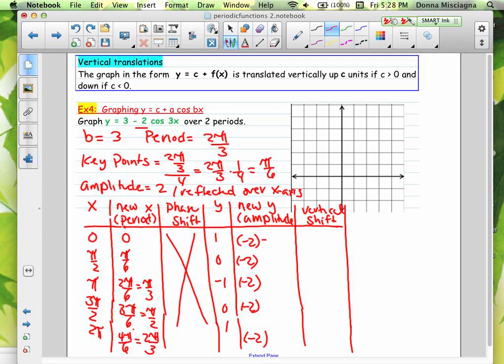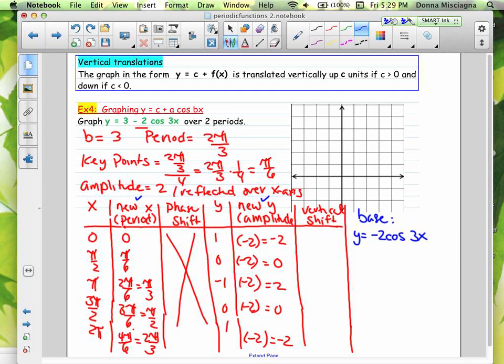All right, so if you multiply by -2, we get our new y values, -2, 0, 2, 0, -2. So our base graph, before there's any translating there, our base graph is y equals -2 cosine 3x. So I'm going to graph that, and then we'll find our vertical shift. All right, so I'm using the new x values and the new y values. So, and let's put some numbers on this thing. Not a very big graph.